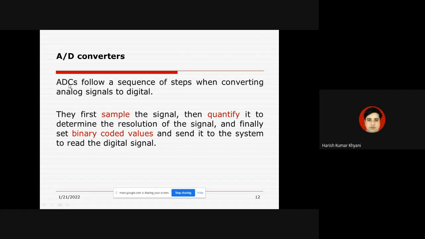ADC means analog to digital conversion, which follows a sequence of steps. While converting this analog signal into the digital signal, the first, this is a very important thing, you should understand it.